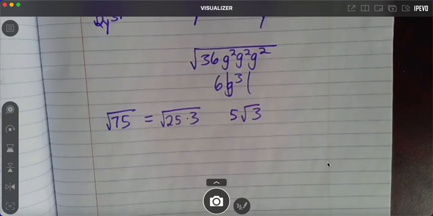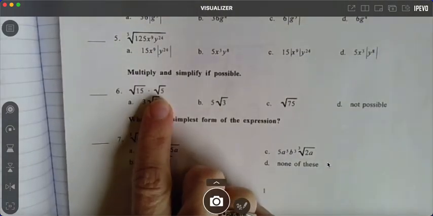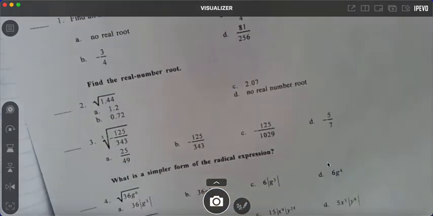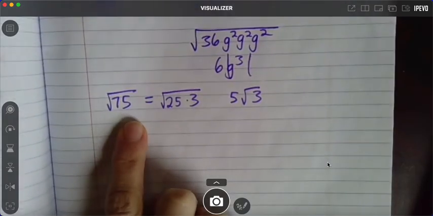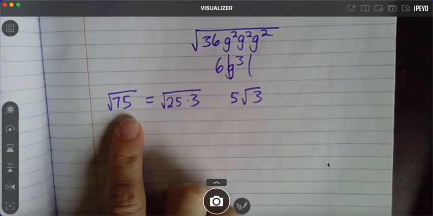Wait, can you go back up to the problem? Yeah. It was just the square root of 15 times the square root of 5. Okay, and then you do what times what? I got the square root of 75 when I multiplied those two numbers. Then I said, okay, now I need to simplify that.